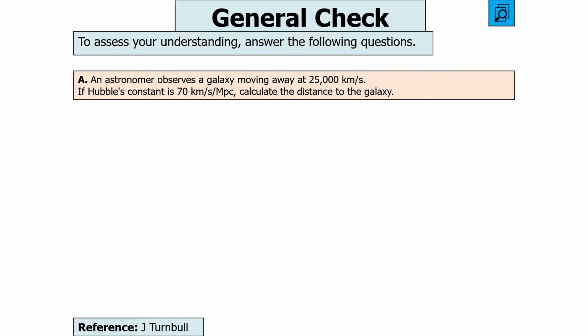An astronomer observes a galaxy moving away at 25,000 km per second. If Hubble's constant is 70 km per second per megaparsec, calculate the distance to the galaxy. We know d = v/H, so 25,000 over 70 is 357 megaparsecs.